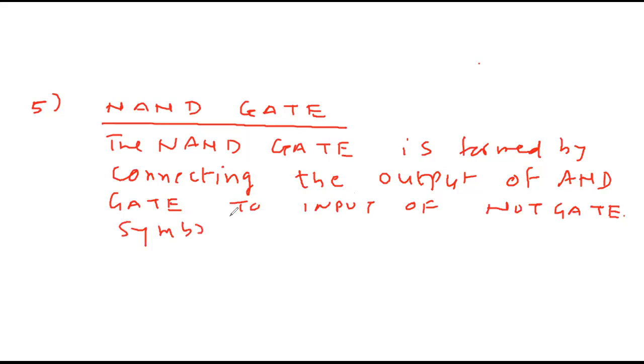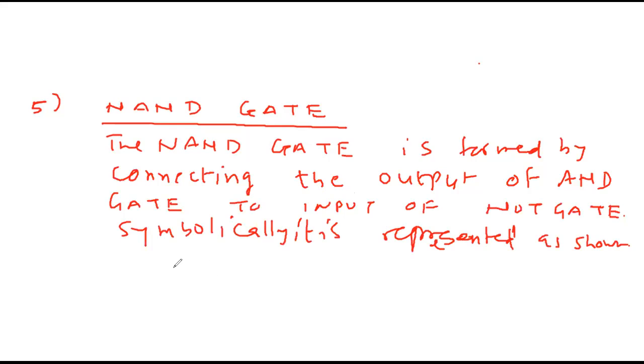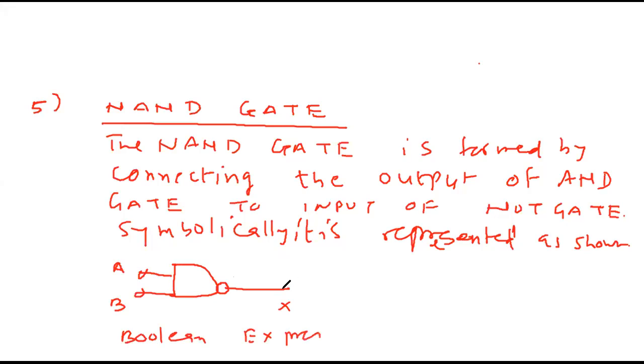Symbolically, it is represented as shown. This is actually AND. Here draw one circle that indicates inversion. So A, B, X. The Boolean expression is X equals A dot B and then a bar, which indicates its inversion or complement. Draw the diagram and write it down.